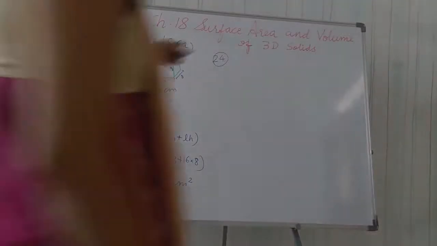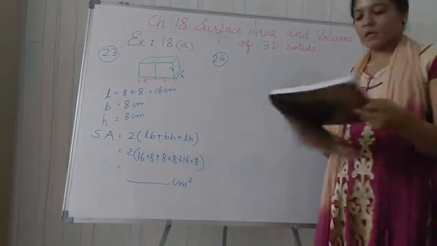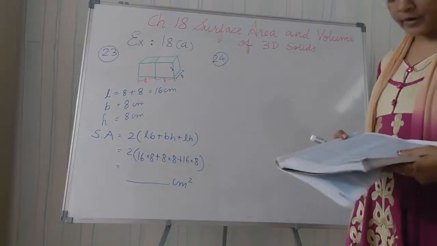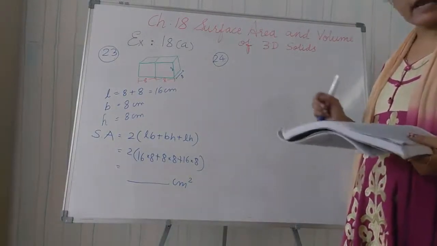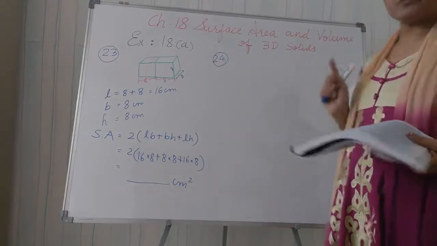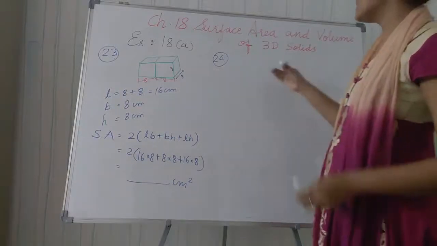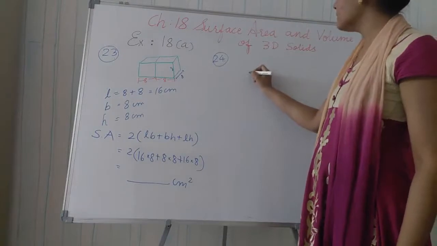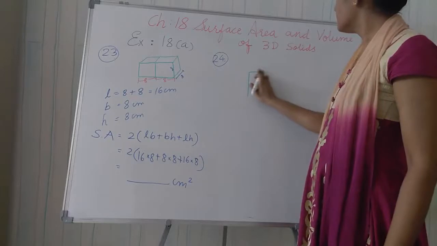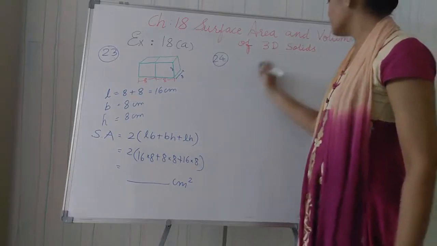Now taking question number 24. So students, question number 24 is: the areas of 3 adjacent faces of a cuboid are x, y and z. If the volume is V, prove that V square is equal to xyz. So here you see what they say, that one cuboid shape is there. Cuboid shape we have to draw here.